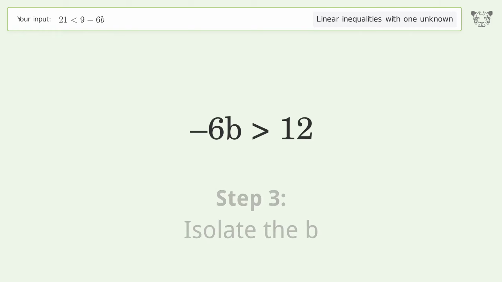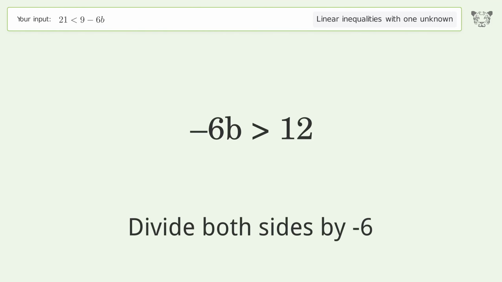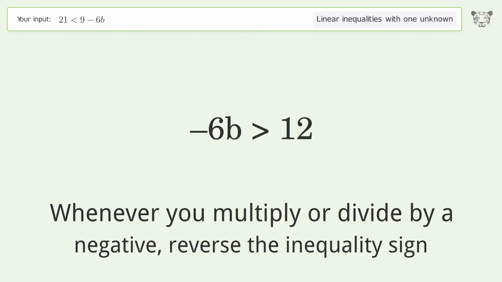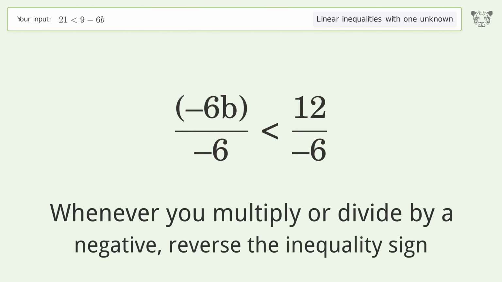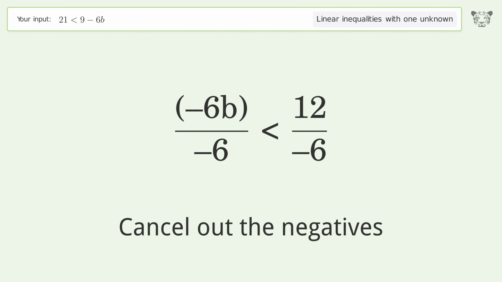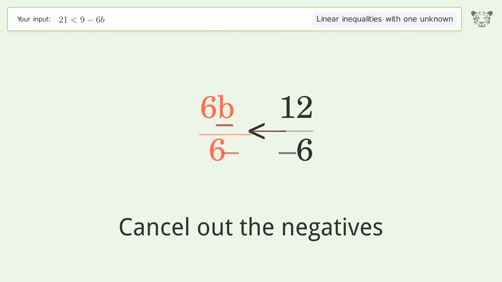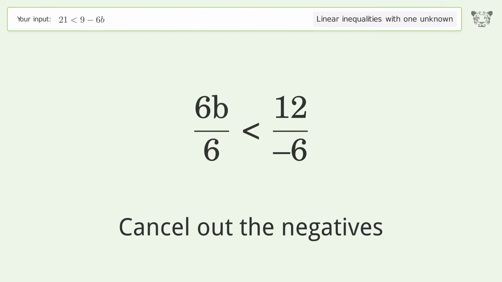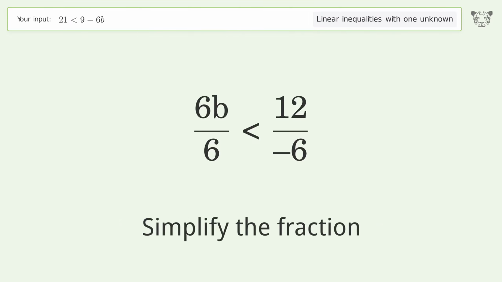Isolate the b. Divide both sides by -6. Whenever you multiply or divide by a negative, reverse the inequality sign. Cancel out the negatives. Simplify the fraction.